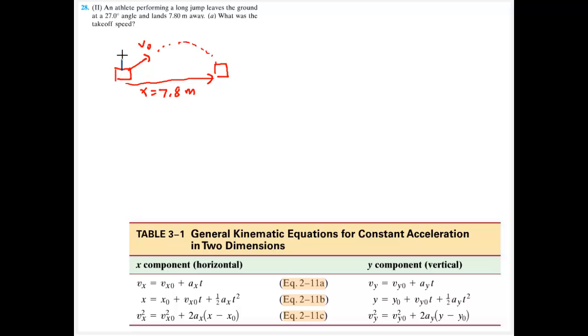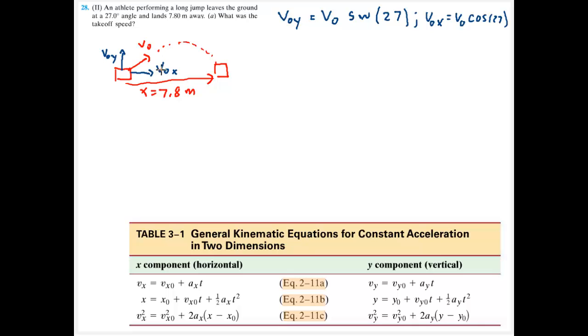Now I can again break my v0 up into v0 in the y direction and v0 in the x direction, and I could even say, I know that v naught y is going to be equal to v naught multiplied by the sine of the angle. It tells me it was kicked at 27 degrees. And I can also say something similar. V naught x is going to be equal to v naught multiplied by the cosine of the angle that it was kicked at, so 27.